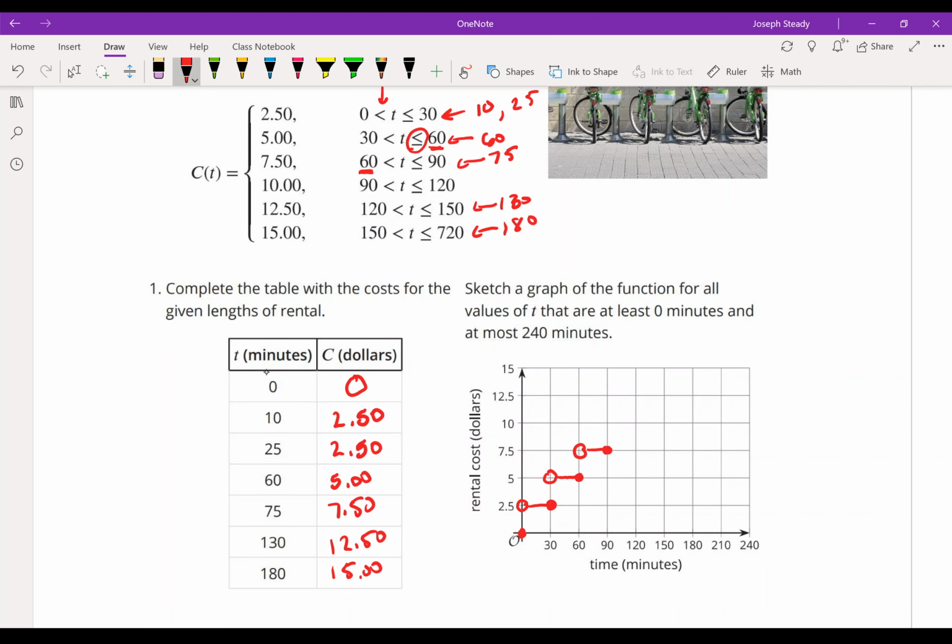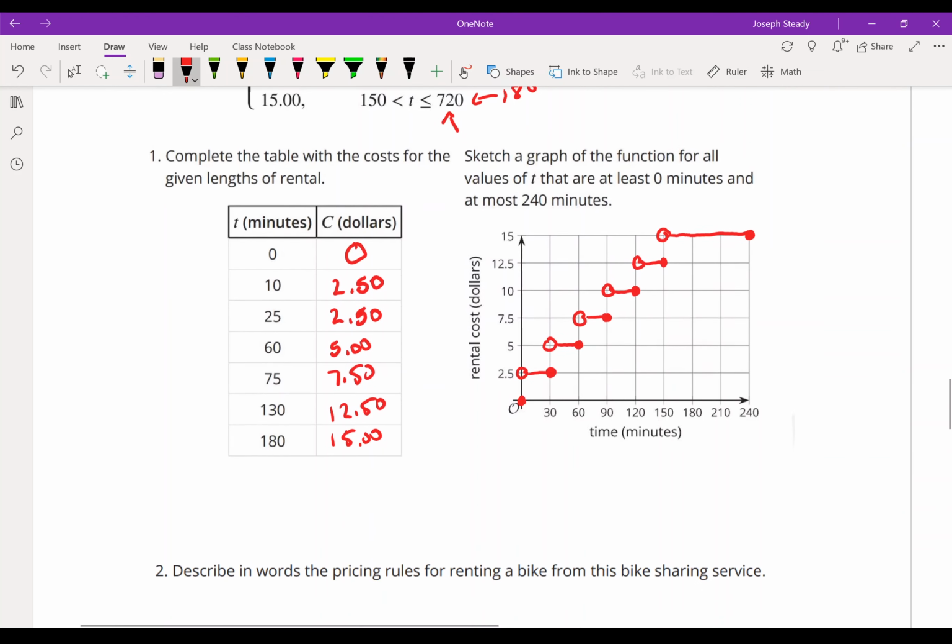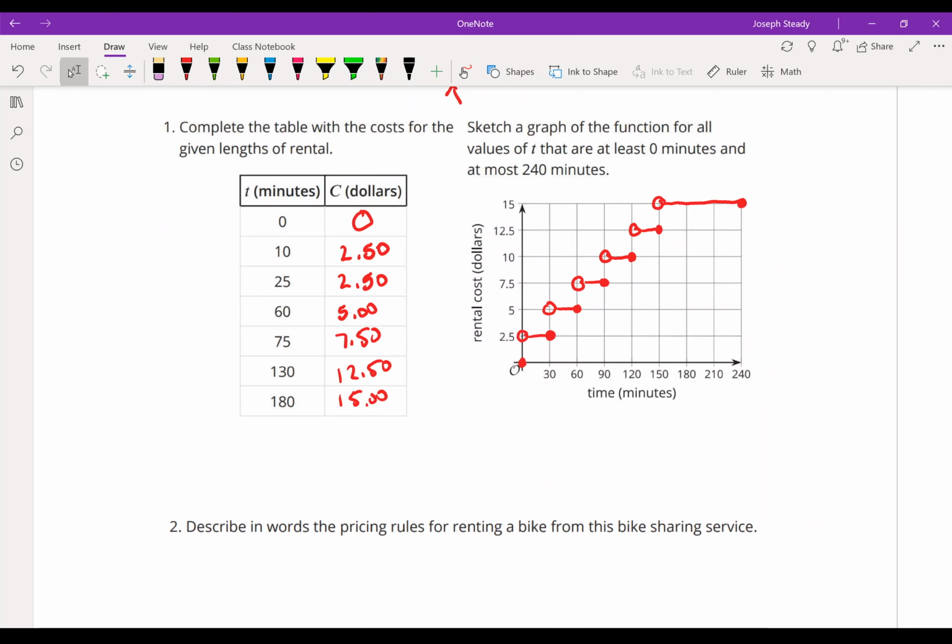And you can probably see where this is going. From 90 to 120 is $10. And we'll keep finishing this off here. From 120 to 150 is $12.50. And then the last one from 150 onwards, and they ask us to end at 240 minutes. That costs you $15 from 150 to 240 minutes. Now remember, in the function it actually goes all the way up to 720, but our graph ended at 240. So this is another way to represent this information.